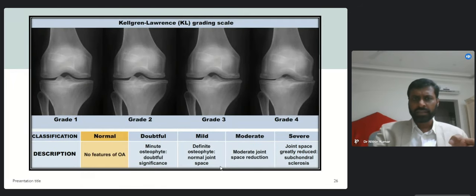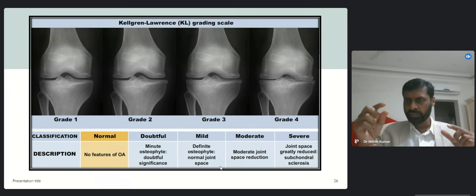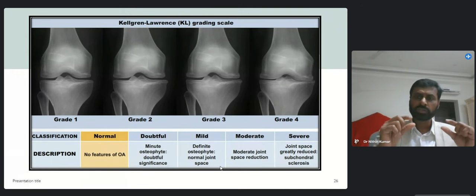Again, in the X-ray on the left side, you can see the joint space between the two bones is nicely maintained. As you move towards the right side, you can see bone is touching bone. That means joint space is gone. That means cartilage is gone. That means arthritis has increased.